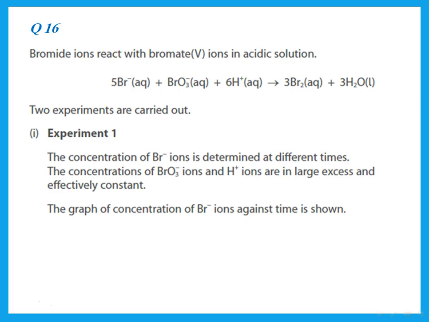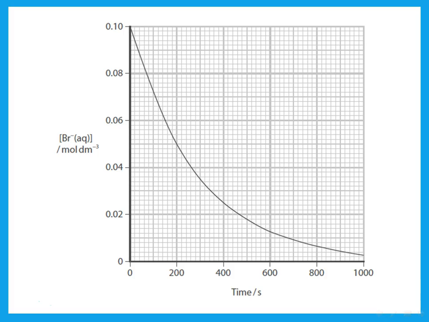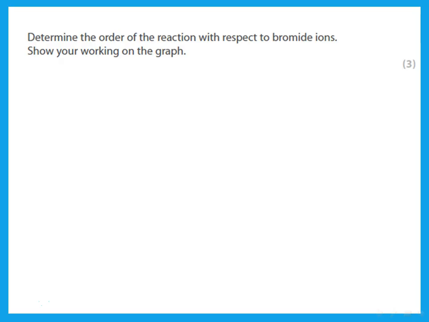This question is talking about bromide reacting with bromate and H plus ions, and he says the concentration of bromide ions is determined at different times, and the others were in large excess. So we said the others are usually in large excess, so that the only variable here would be the bromide ion, and he gives me the graph already of bromide versus time. And he says determine the order of the reaction with respect to bromide ions.